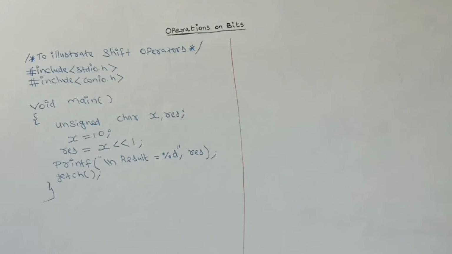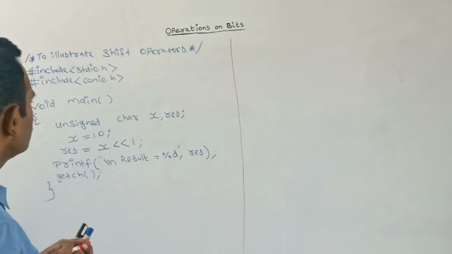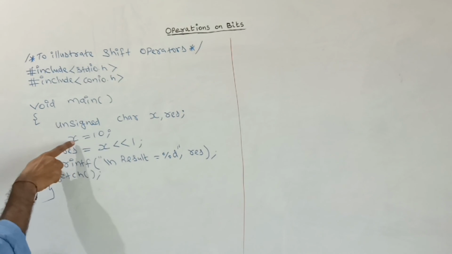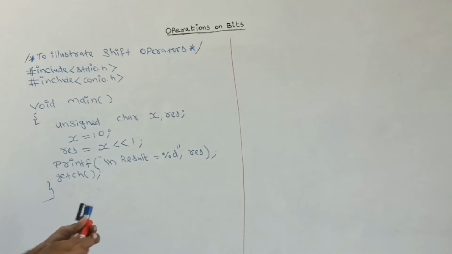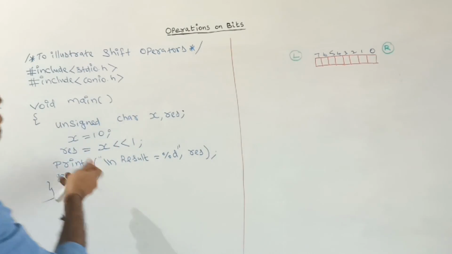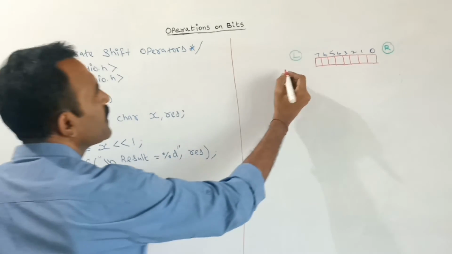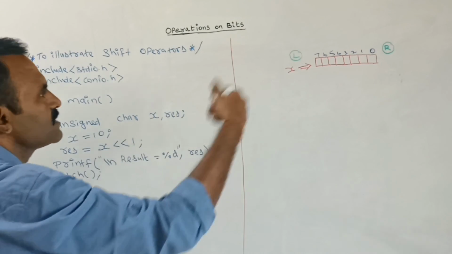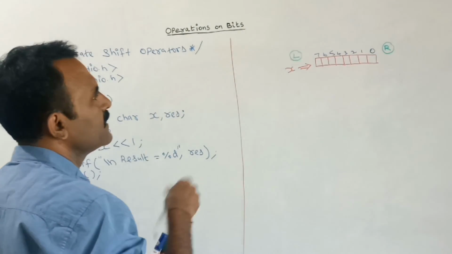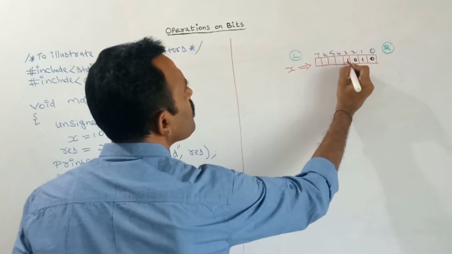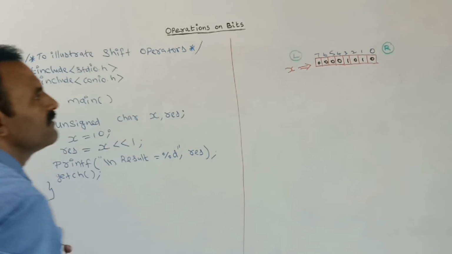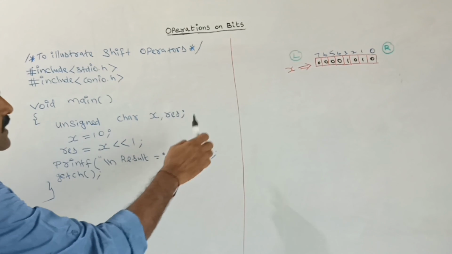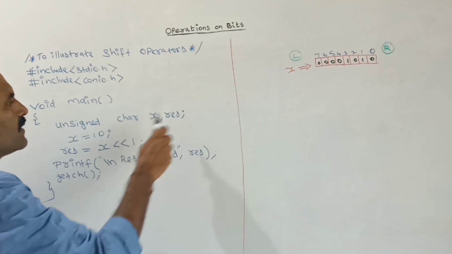Very simple. Here I have stored the value 10 in the variable x. What type of variable is this? Unsigned character. The operand name is x, and to x I have stored the number 10. What is the binary value of 10 here? This is the binary value of 10. Next, in total I have declared 2 variables, x and result. For storing the result I have declared the variable as res.